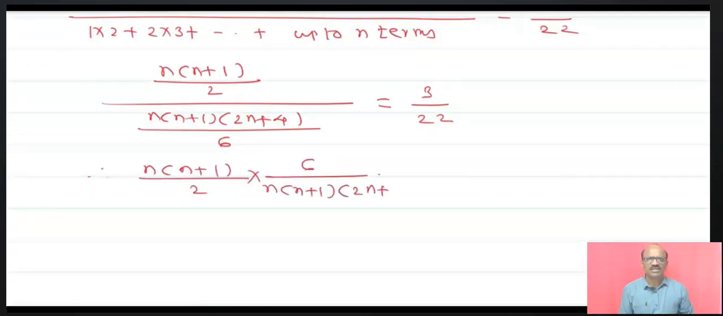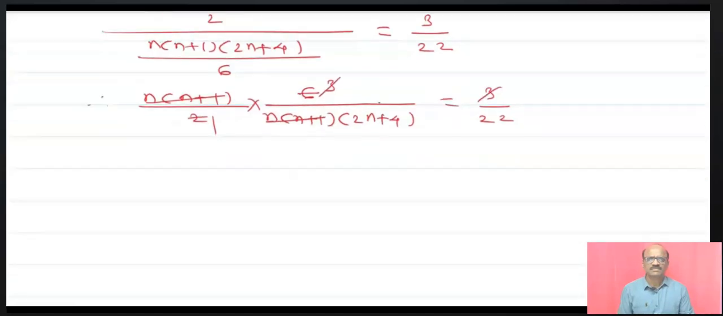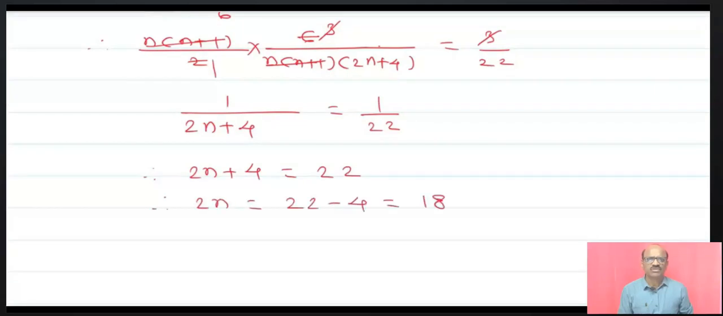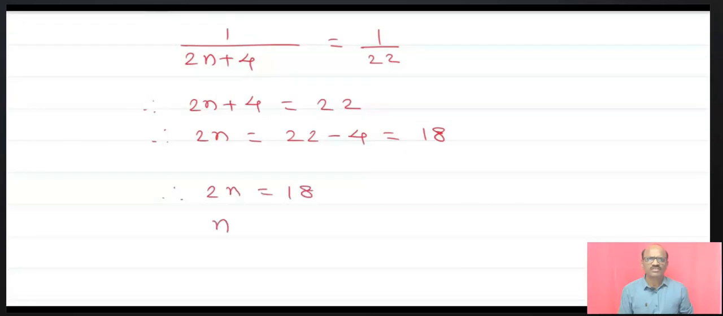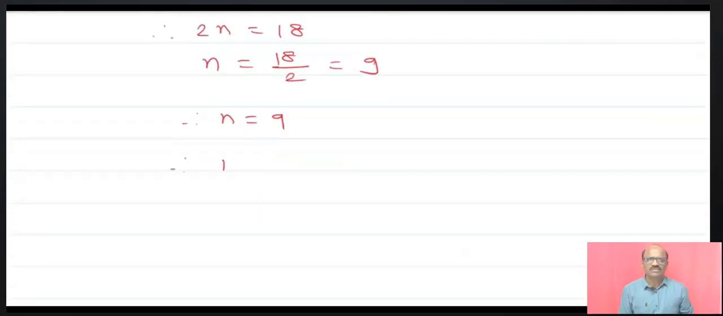Now it becomes multiplied and reciprocal. You can see this. This is very simple. n plus 1 upon 2 into 6 upon n into n plus 1 into 2n plus 4 is equals to 3 upon 22. And now next, 2n plus 4 upon 6 is equal to 1 upon 22, make their reciprocals. 2n plus 4 is equals to 22, 2n is equals to 22 minus 4, that is equals to 18, therefore n is equals to 9, this way.